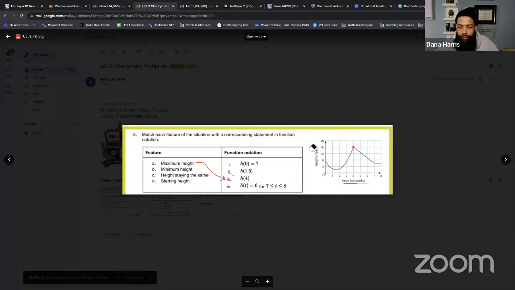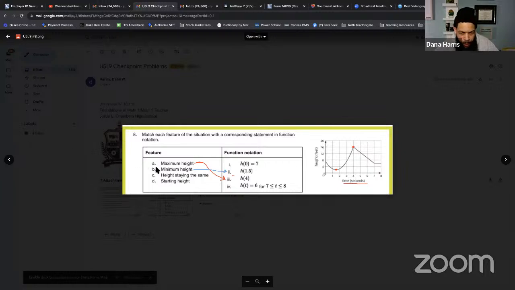Okay. Second one says the minimum height. Okay, so where's the minimum height? The minimum height is about down here. All right, so what's the input halfway between 1 and 2? That's going to be h of 1.5. All right, so I'm going to draw a line here. Let's do a different color. Let's do blue. So that looks right there.